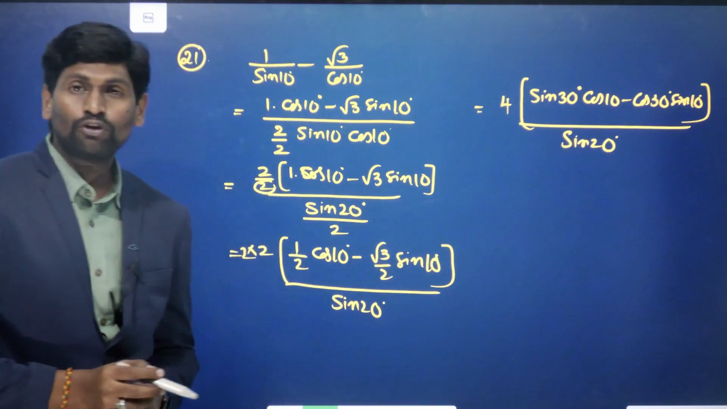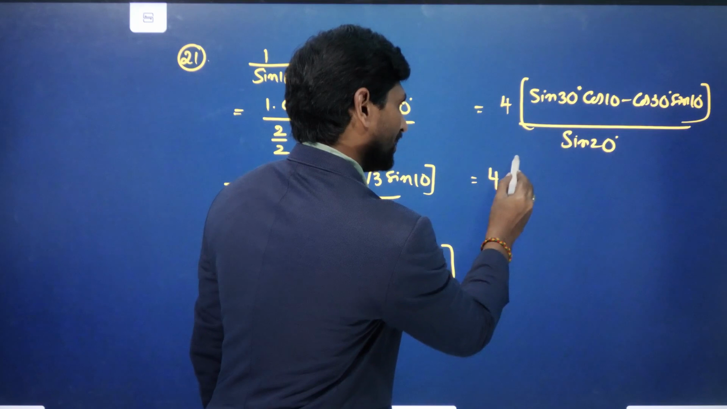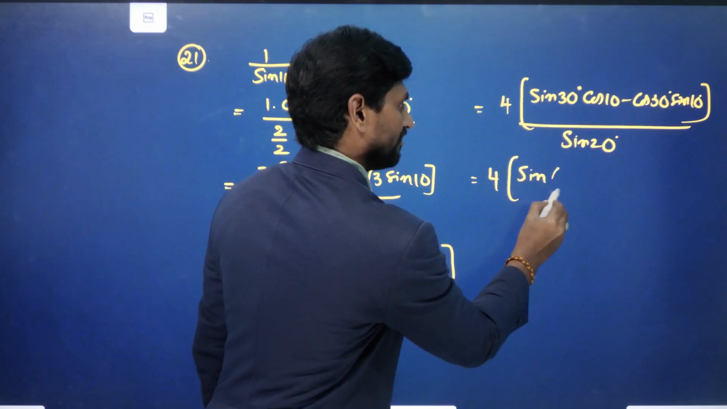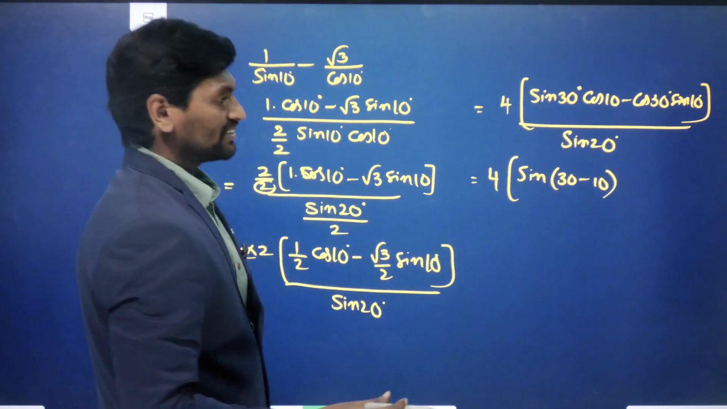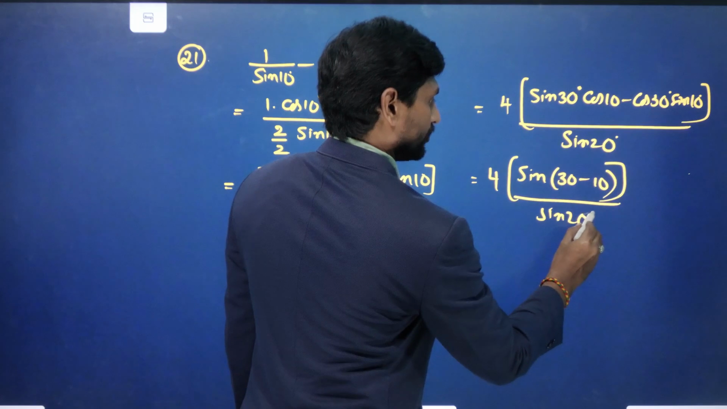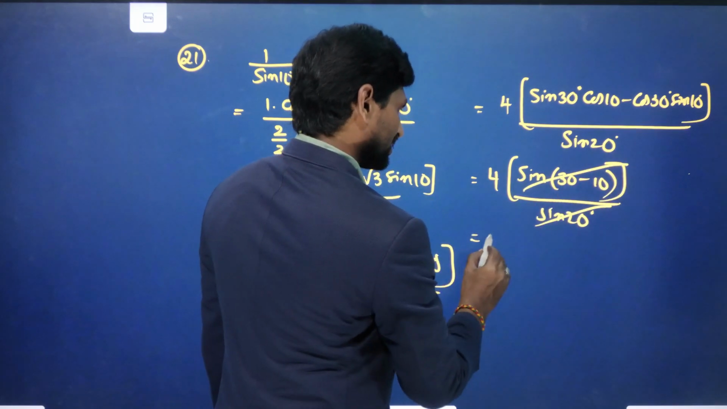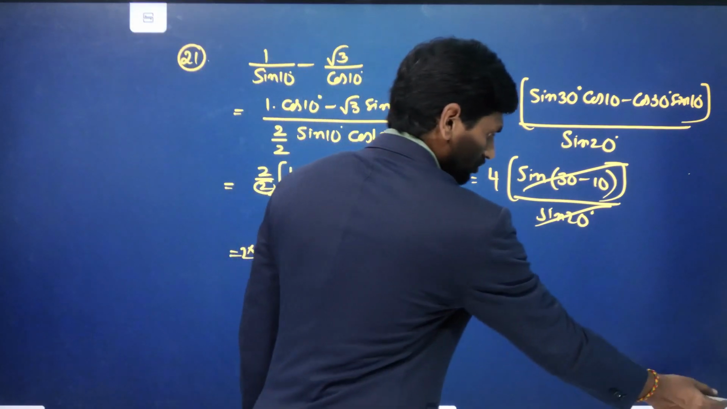The numerator is in the form of sin A cos B minus cos A sin B, which is nothing but sin A minus B. Sin A value 30, B value 10. So 30 minus 10 is 20 degrees. So numerator sin 20 degrees, denominator sin 20 degrees cancel, then the answer will be 4. Let us go to the next problem.